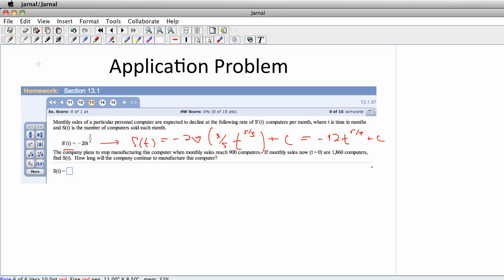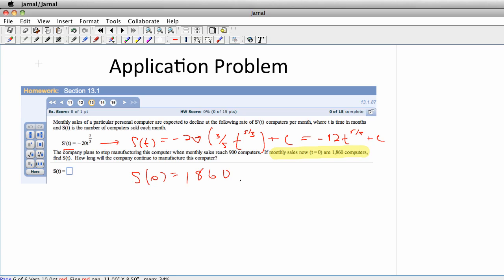But that's not a specific function. That could be plus 1,000,000 or plus 2. We need more information to say exactly what our sales function is. So if we look at the problem, there should be some information here about sales, and this is it right here. They say that when t equals 0, monthly sales are 1,860. So in other words, when t is 0, I should get an answer for sales of 1,860.